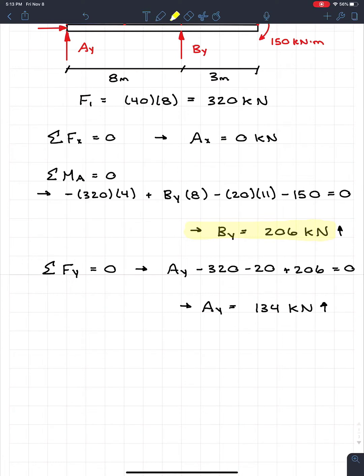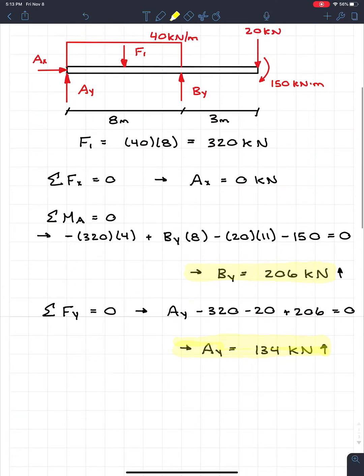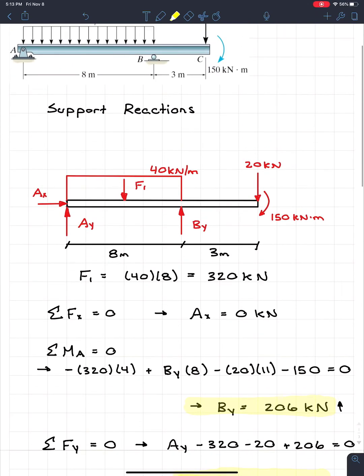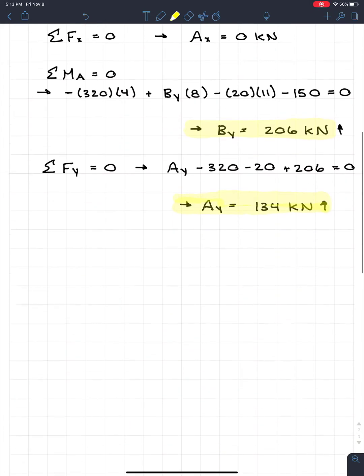So the first step is always finding support reactions. And when you're finding those support reactions, please, please, please draw a free body diagram. You'll get lots of marks off. It's a very important concept in this course. So please draw a free body diagram.